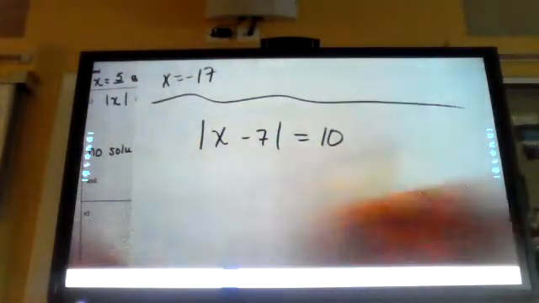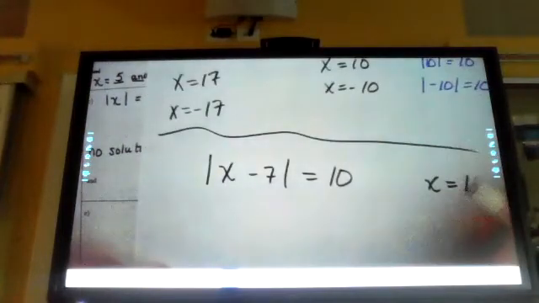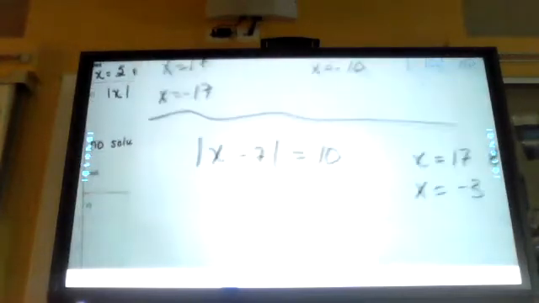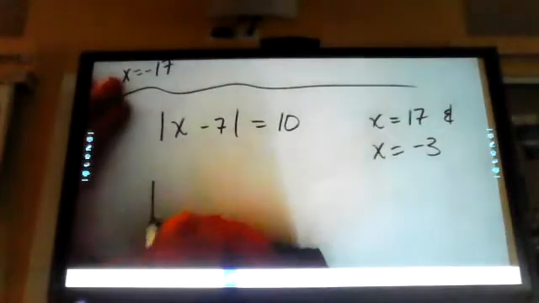And my claim is that x equals 17 and x equals a negative 3. That's my claim. Okay, and I'm going to check that. So I'm going to plug this in.